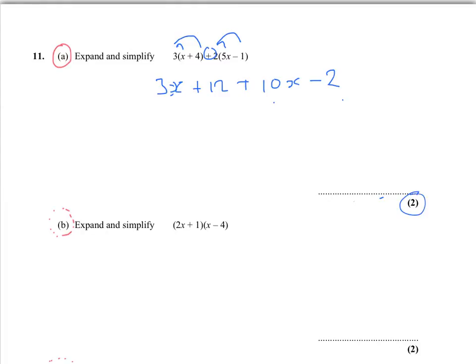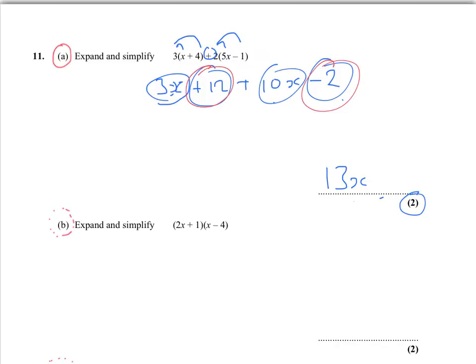What we need to do now is simplify this so we can collect together the x's. We've got 3x's and 10x's. That gives us 13x's. We've got 12 minus 2, so we have 10. So our final answer, 13x plus 10.